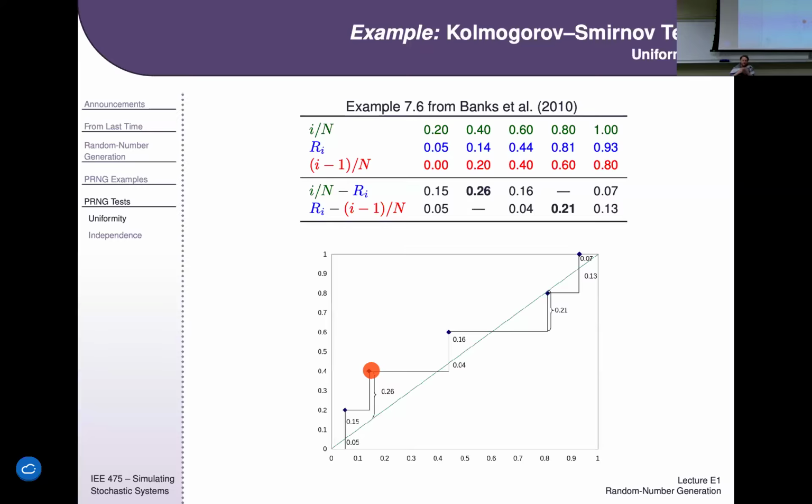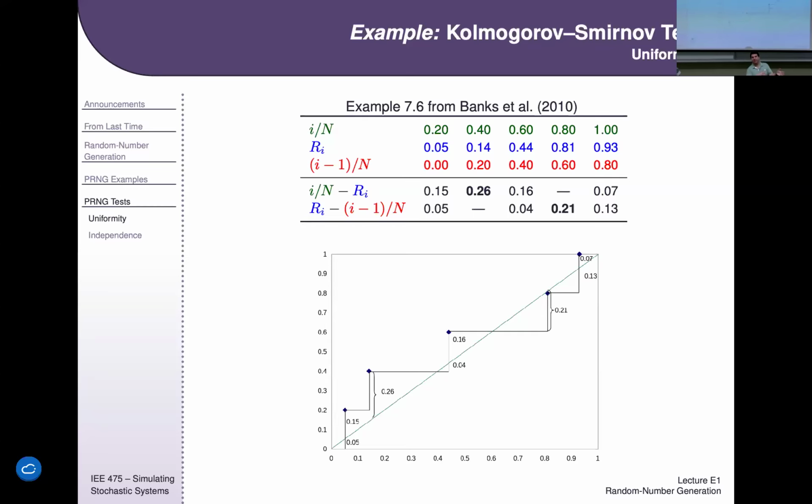So this deviation, this number up here, the second number, is 0.26 from the diagonal line. In this table up here, that comes out where I can say it's 0.4 minus 0.14. That gives me my 0.26. So I can calculate the differences here. This green number minus the blue number, that's what gives me that. The blue number minus the red, that's what gives me that. And so I can calculate all these differences, and the largest difference, that is my KS statistic, my Kolmogorov-Smirnov statistic.